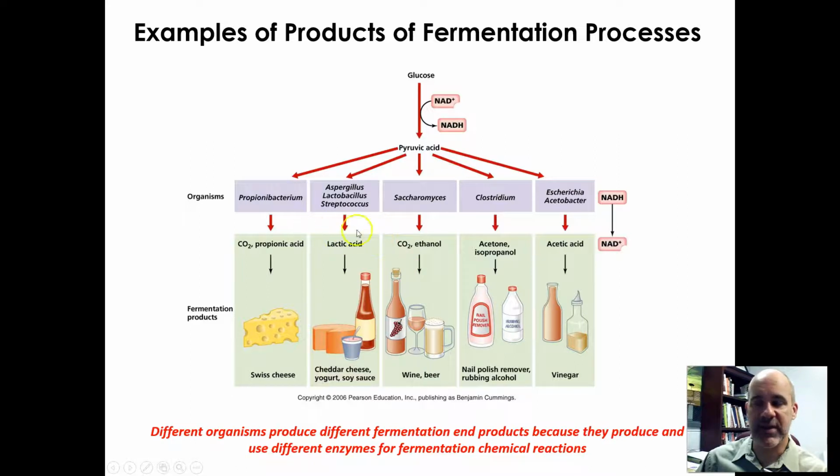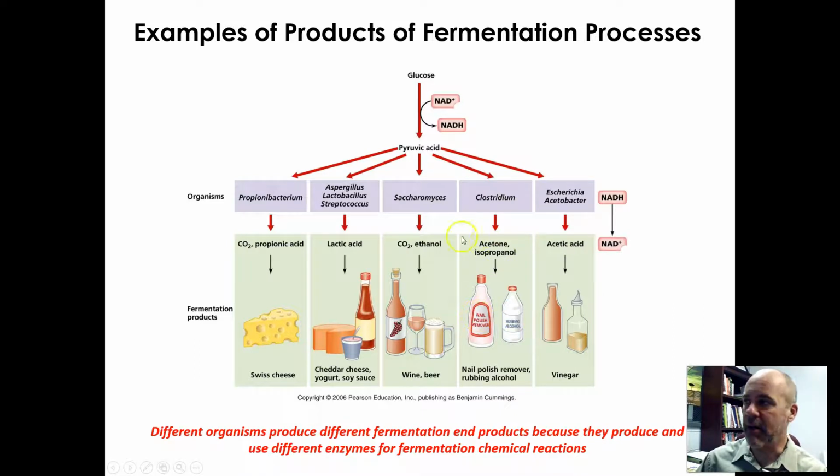Lactic acid produced by some types of bacteria is used in cheddar cheese production, yogurt production, and soy sauce production. Soy sauce is fermented soybean fluid. Wine and beer, we talked about that. Acetone, ladies, where do you have acetone? You find that in your nail polish remover. That is actually a fermentation product from bacteria in the good old Clostridium genus that we've talked about before. So the Clostridium bacteria make that compound, and it winds up being chemically purified and sold as a nail polish remover. And there are other uses for acetone as well.